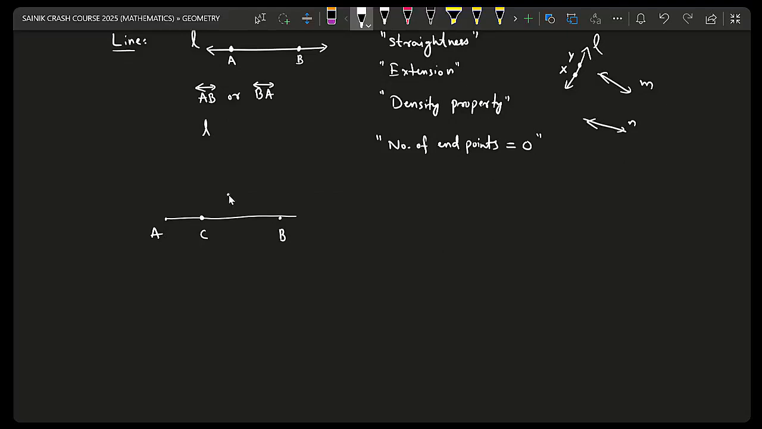Suppose if C is somewhere here, I don't say C is between A and B. So how to check C lies between A and B? Can anybody say the answer? How to check a point C lies between A and B? No hands raising. Okay, no problem. So, Harshavardhan, how will you check point C lies between A and B or not?